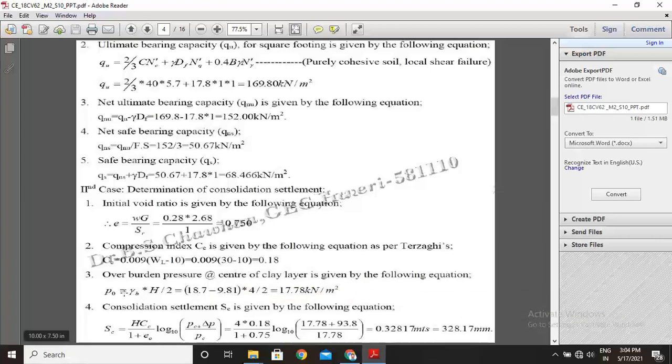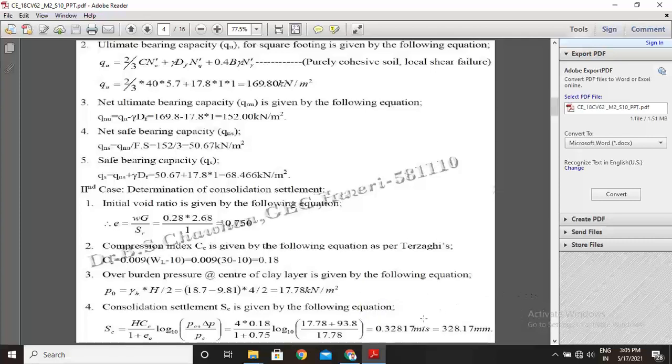Now we calculate the overburden pressure at the center of the clay layer, given by the following equation. That is P naught equal to density into half of the thickness. So gamma dash is submerged density, gamma saturated minus gamma W. Here gamma saturated is 18.7 minus gamma W, that is the unit weight of water, 9.81, into H 4 meter divided by 2. We are getting 17.78 kilonewton per meter square. This is the overburden pressure.